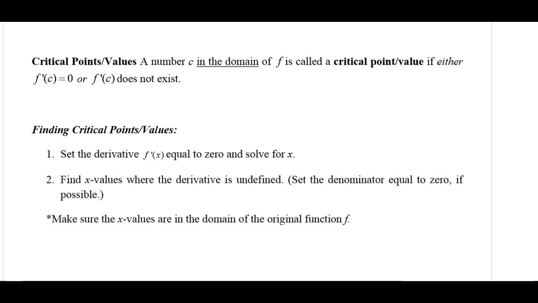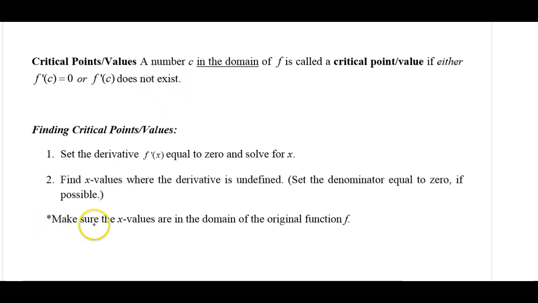So to find these critical points, the process is going to be, we're going to need to set the derivative f prime of x equal to 0 and solve for x. And we're going to have to find all the x values where the derivative is undefined, if any. To find where a function is undefined, we set the denominator equal to 0, if possible. If there's no denominator, there's not going to be any places where the derivative does not exist.